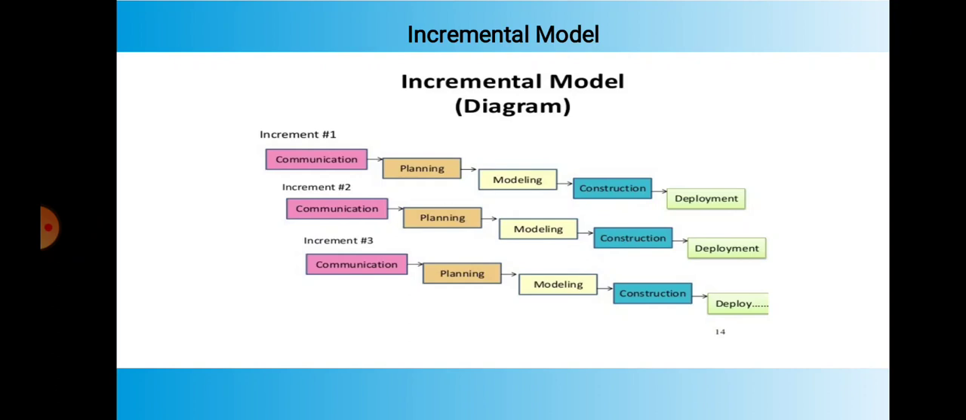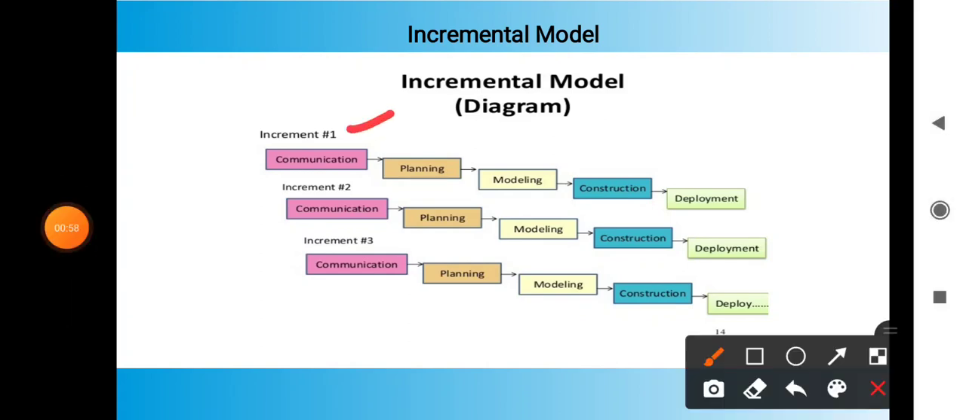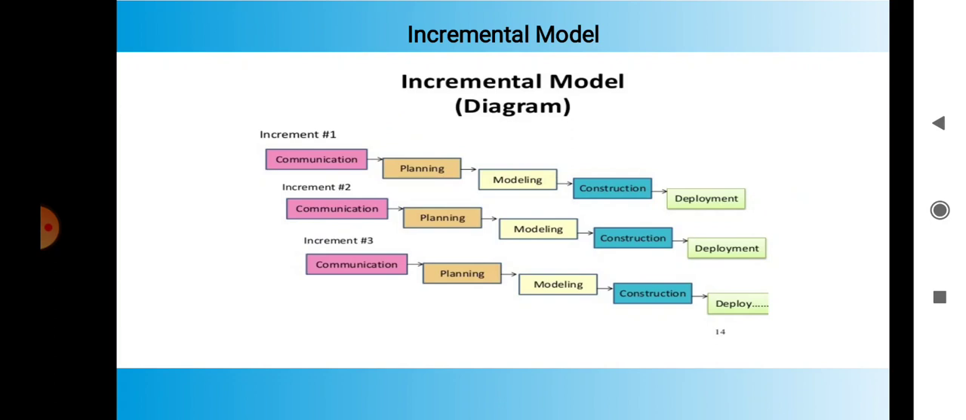See in this diagram, in the incremental model, the entire requirements are divided into various builds. That means increment first, increment second, increment third, and each increment contains these 5 phases. First is communication, second is planning, third is modeling, fourth is construction, and last is deployment. The next increment implements the customer suggestion and adds additional requirements to the previous increment. This process is repeated until the product is finished.